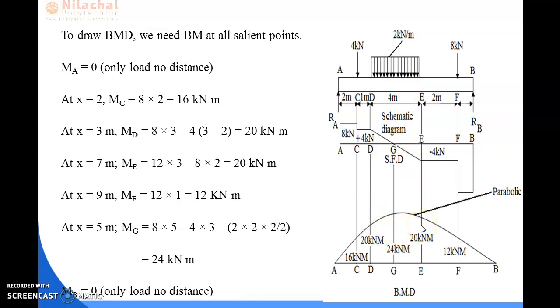So in this way, the shear force and bending moment calculation of a simply supported beam subjected to point loads and UDL is over. So today this much. Thank you.